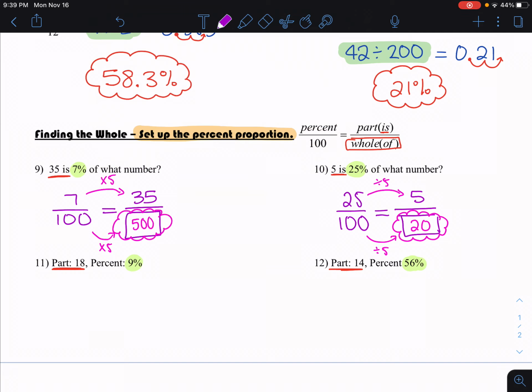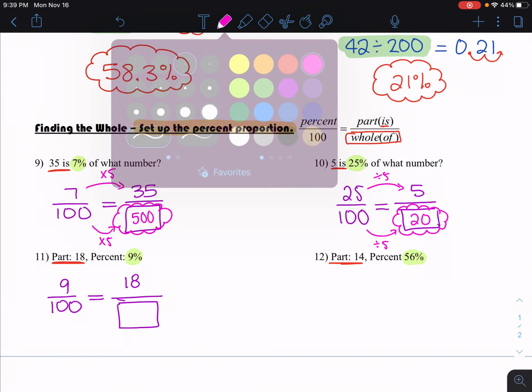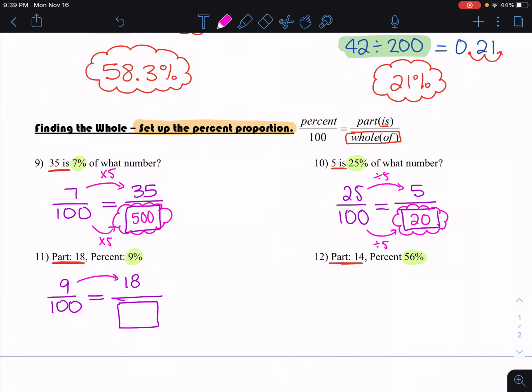In the bottom two, they give you the part and they give you the percent. Again, we're going to set up our percent first. So 9 over 100 is equal to, my part is 18. So instead of telling me the word is, they tell me the word part. And my box on the bottom. To get from 9 to 18, I'm going to multiply by 2. So I'm going to multiply by 2 on the bottom. 100 times 2 is 200.